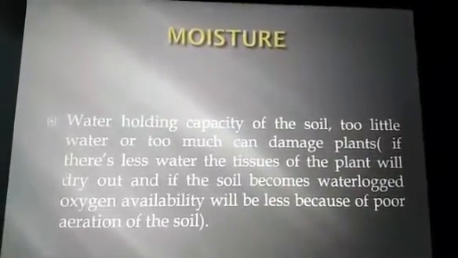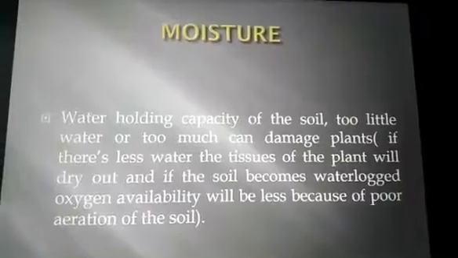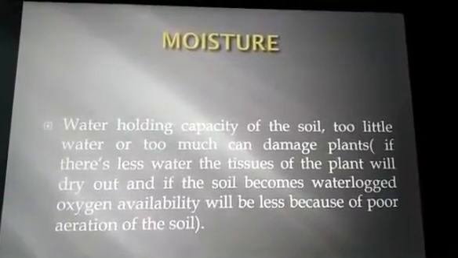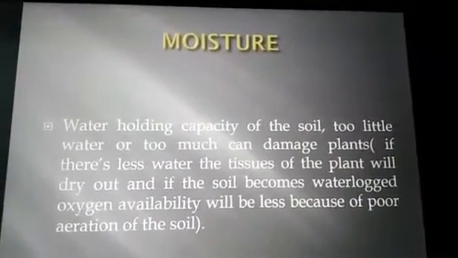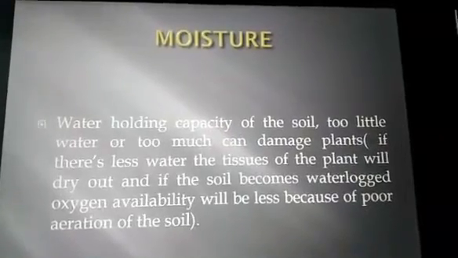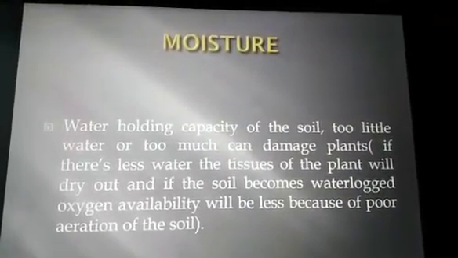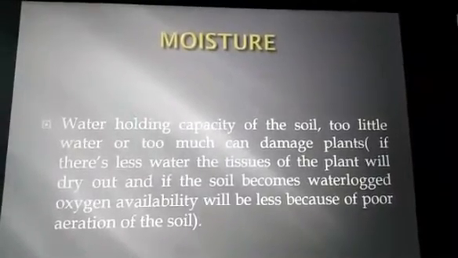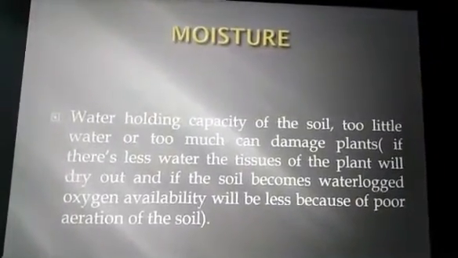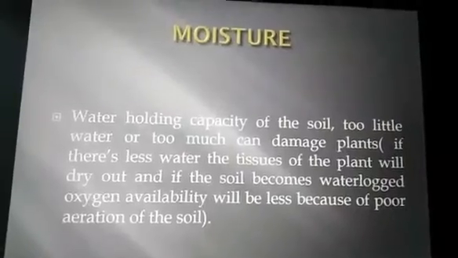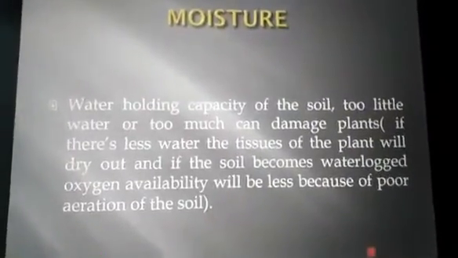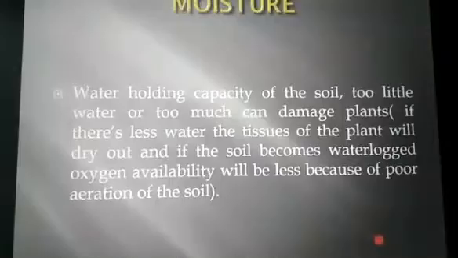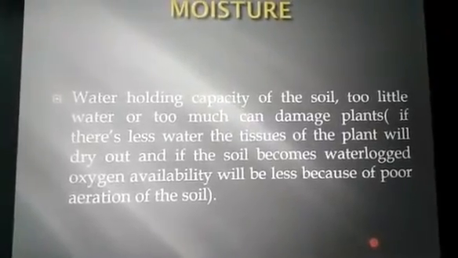The moisture, so water holding capacity is very important. So too little water or too much can damage plants. That is, if there is less water, the tissue of the plants will dry up. And if the soil becomes waterlogged, oxygen availability will be less because of poor aeration.